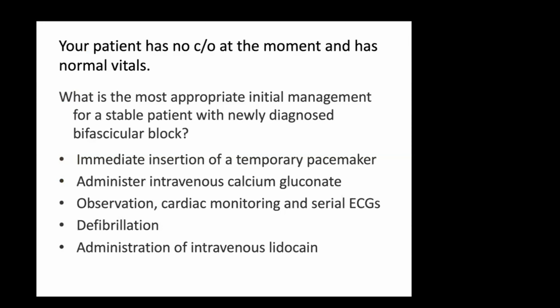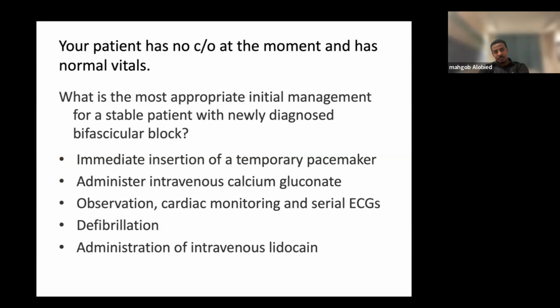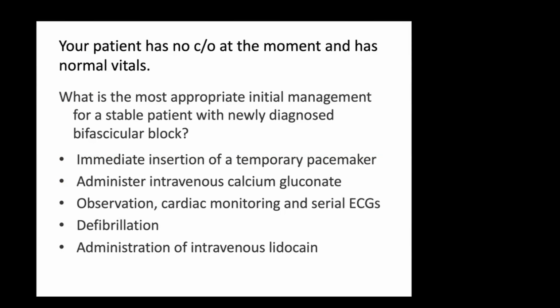Your patient has no chief complaint at the moment and has normal vital signs. What is the most appropriate initial management for a stable patient with newly diagnosed bifascicular block? Immediate insertion of a temporary pacemaker, administer IV calcium gluconate, observation, cardiac monitoring, and serial ECGs, defibrillation, administration of intravenous lidocaine. I think observation, cardiac monitoring, and serial ECGs is appropriate. And why? It's the management, I think, for bifascicular block.